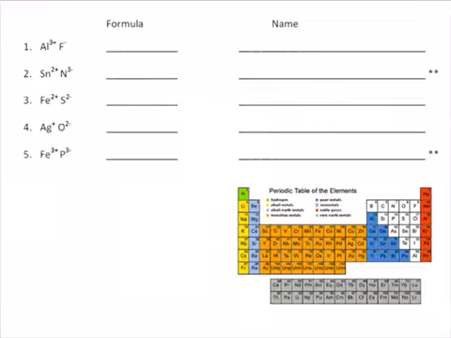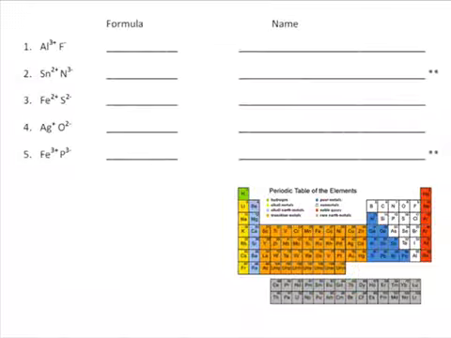Now on the next sheet in your packet, you get to do the same thing, only you're looking at it a little bit differently. Here, they're giving you the symbol and the charge. You're going to write the formula and you're going to name it. Why is this so important? Because the negative ion has an ending that is different than what that element was called when it was an atom. Fluorine becomes fluoride. Nitrogen becomes nitride.